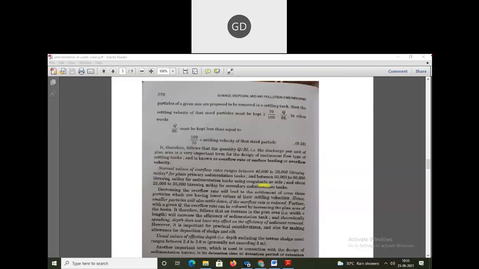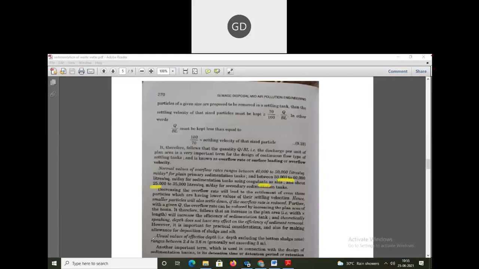The sedimentation basins or tanks that are using coagulants, that will be your 50 to 60,000 liters per square meter per day. Then again, for your secondary sedimentation tanks, the value is about 25,000 to 35,000 liters per square meter per day. So these values we have to remember, or you can note it down in your copy for doing the numericals.